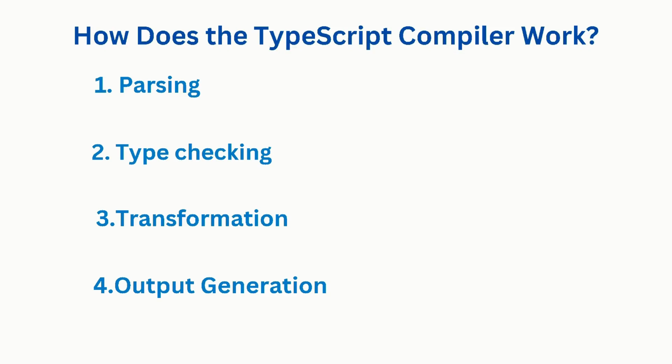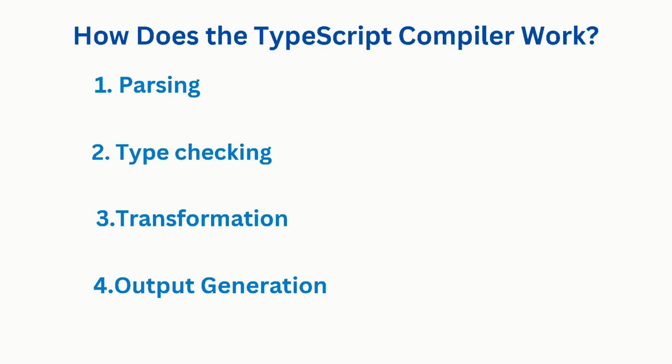Thereafter, we have the fourth step, that is the last step, output generation. Finally, the compiler generates JavaScript output files, that is .js extension files, based on the transformed code. These output files contain the equivalent JavaScript code that corresponds to the original TypeScript code. So this is the process of how the TypeScript compiler works.